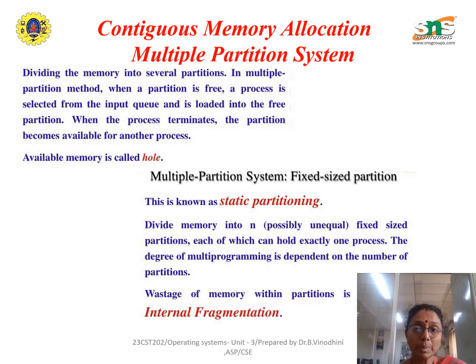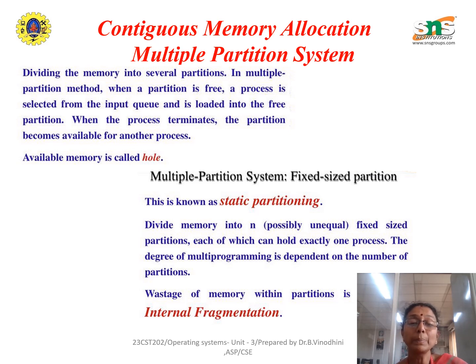In contiguous memory allocation, we also have multiple partition systems, because more processes equally use the given physical memory. So we divide the memory into several partitions. In the multiple partition system, we have fixed size partitions and variable size partitions. If a partition is not allocated to any process, it is called a hole.